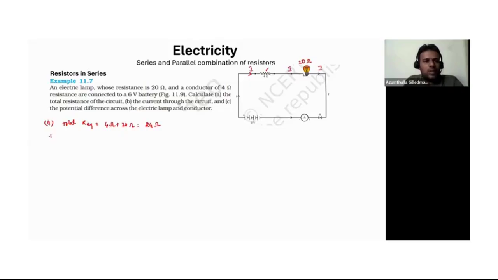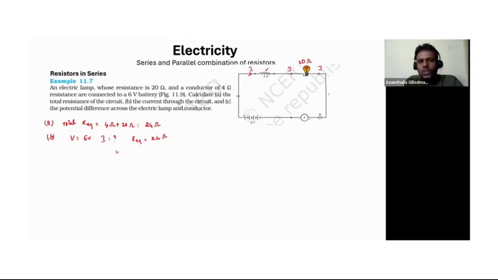It's not 1, it is A. Now it is B: what is the current through the circuit? So what is the voltage here? The voltage at the source is 6 volts. And I, we need to find. What is R? The effective resistance in the circuit is 24 ohms.